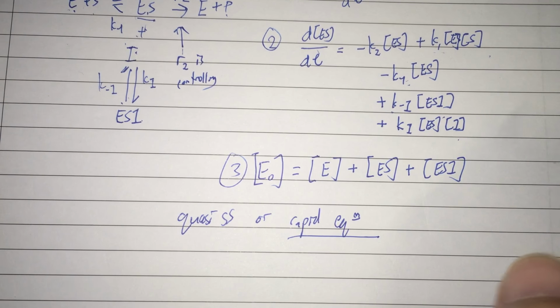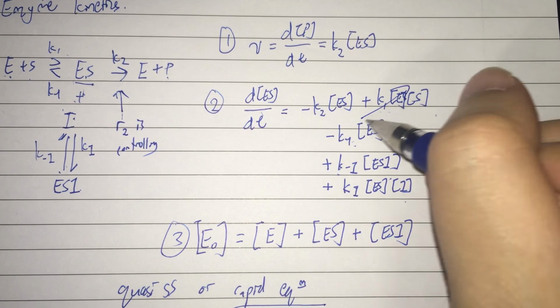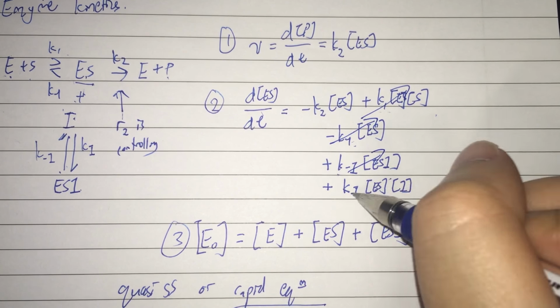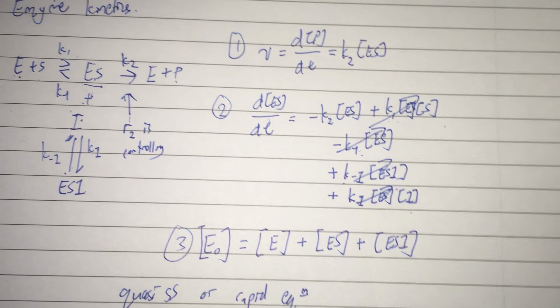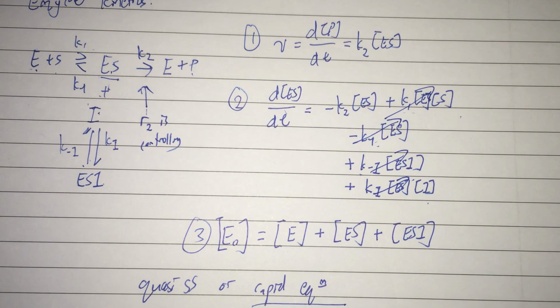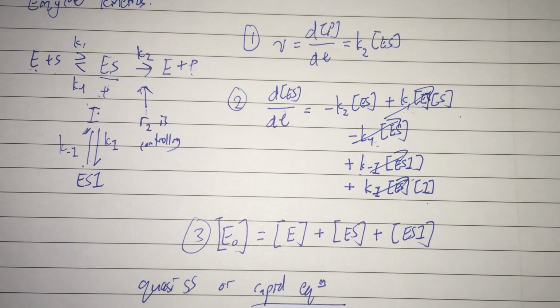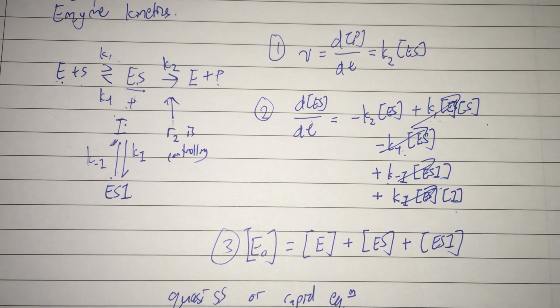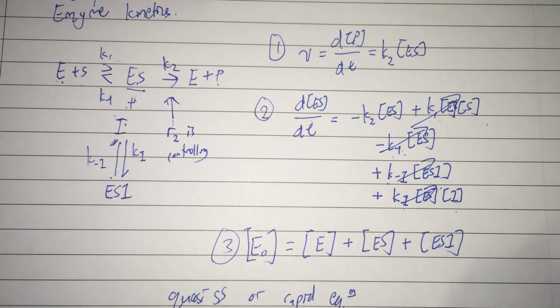And what do we do with that? Rapid equilibrium, what does it mean? That means this thing and this thing cancel out, this and this cancel out because it is already at equilibrium. And you have ES going as an exponential trend, I suppose. Anyway, the forward and backward rates are pretty much the same. That's why I'm cancelling them all off.